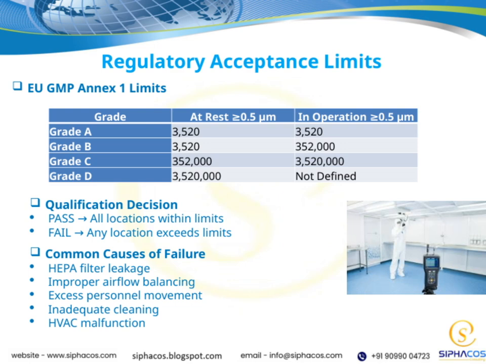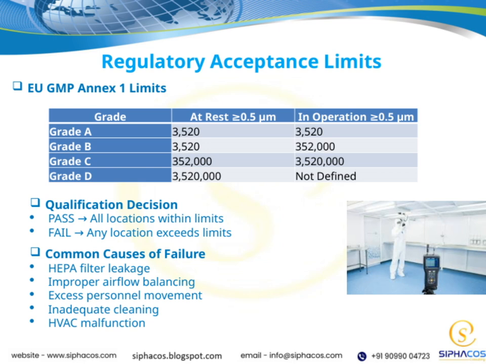Let's look at the table, which shows the regulatory acceptance limits for particle counts under different grades. For Grade A environments, at rest or in operation, the limit is 3,520 particles of 0.5 micrometers or larger. Grade B has the same at-rest limit, but in operation, it's allowed up to 352,000 particles. Grade C allows for higher limits, 352,000 at rest and up to 3,520,000 in operation.